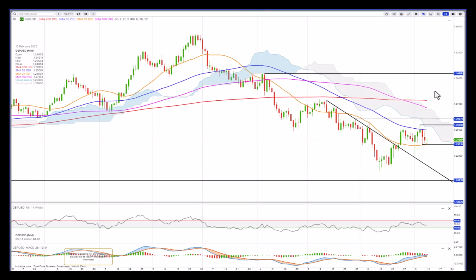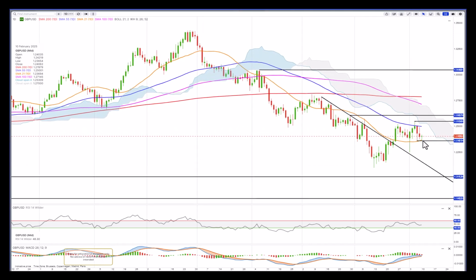The sterling dollar, or cable as we say, 123.60 support currently being tested, or has been tested this morning here, just a few pips above it.